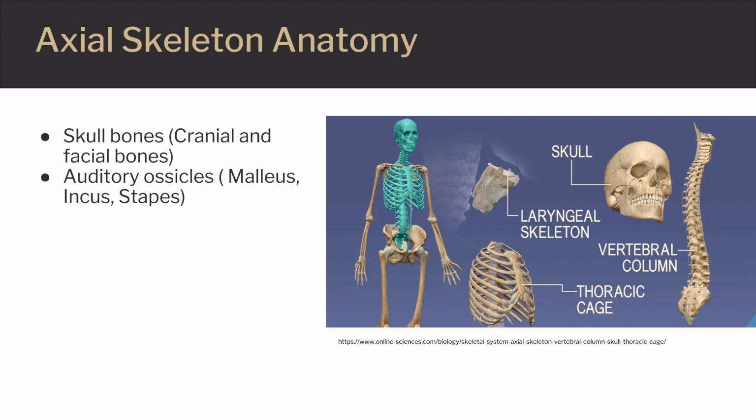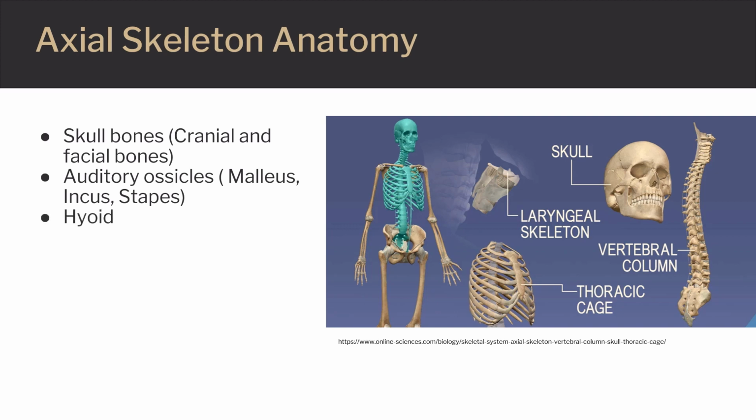Auditory ossicles. The auditory ossicles are 6 small bones found within the inner ear canal in the skull. There are 3 auditory ossicles on each side of the head, known as the malleus, the hammer, the incus, the anvil, and the stapes, the stirrup. They work together to transmit sound waves from the surrounding environment to the structures of the inner ear.